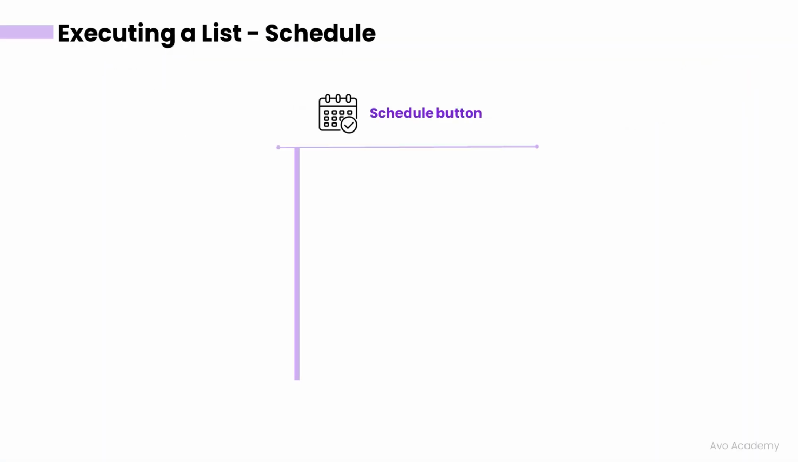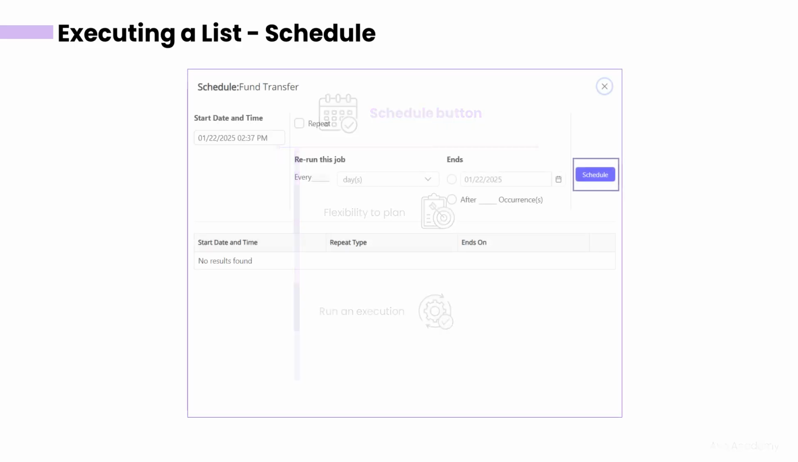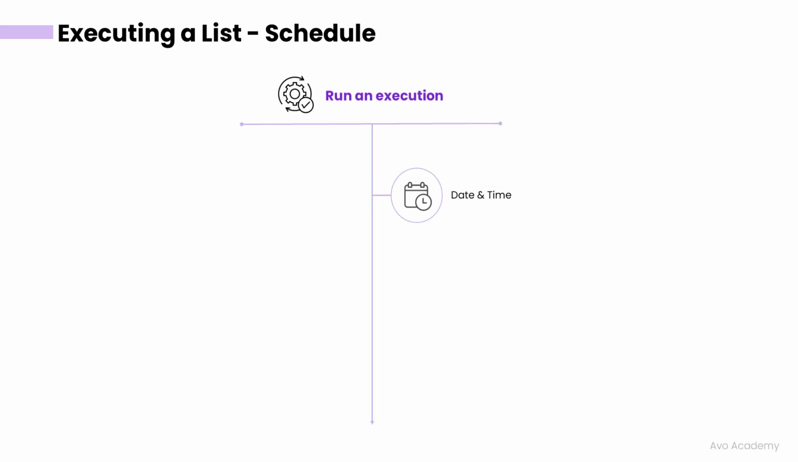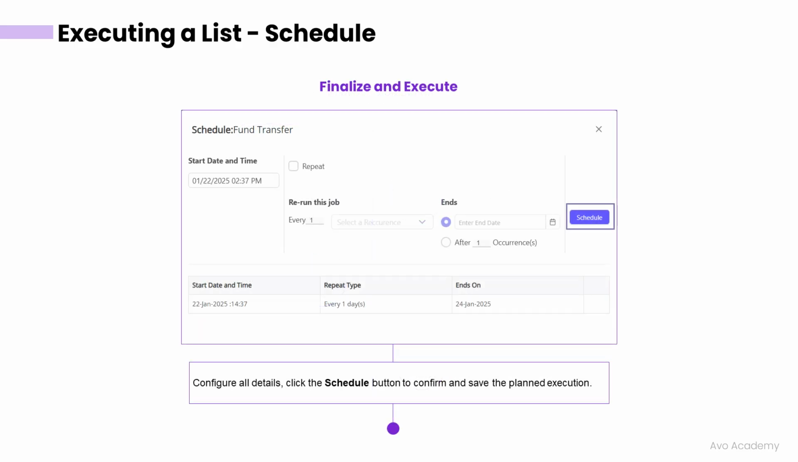What does the Schedule button in Avo Assure offer? This option offers the users the flexibility to plan and run an execution for a later date, time, and number of iterations. As you click it, you will see the schedule pop-up appear with the option to choose a start date and time for the execution to run. You can also plan to repeat the execution and select the frequency of it. Additionally, you must select either an end date for the execution or the number of occurrences after which the execution should stop running. Once all the details for a planned execution are set, click the Schedule button.